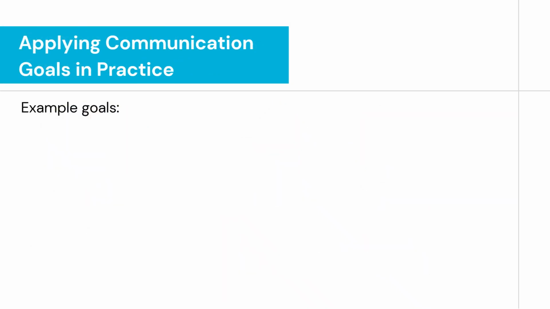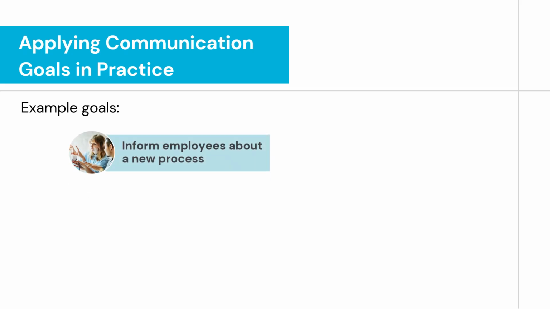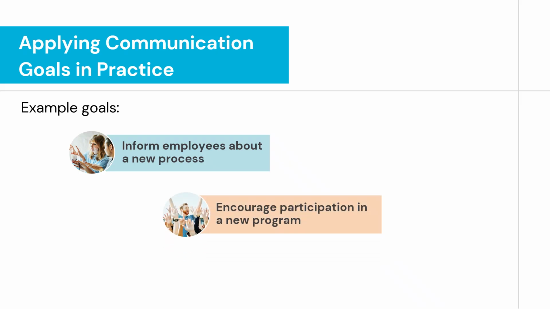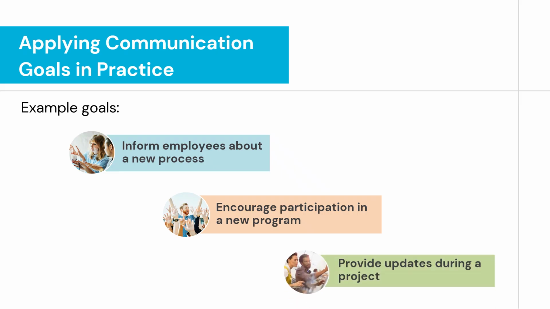In practice, communication goals can vary depending on the situation and the needs of the organization. Some goals focus on sharing information, such as informing employees about a new process. Others aim to influence behavior, such as encouraging participation in a program or initiative. Communication goals may also involve providing updates or maintaining awareness throughout a project. Each type of goal shapes how communication is planned and delivered.